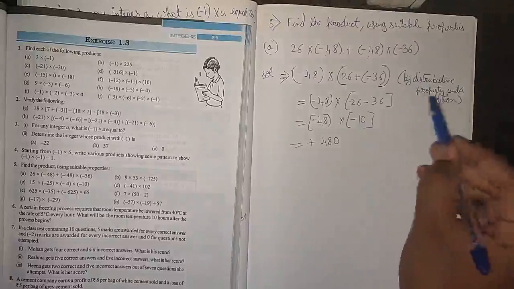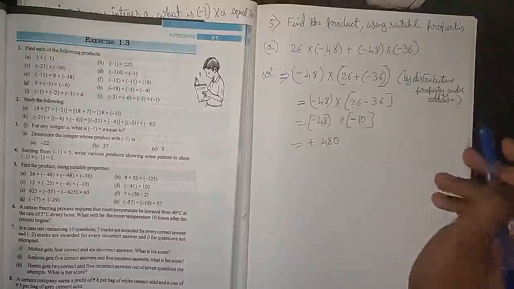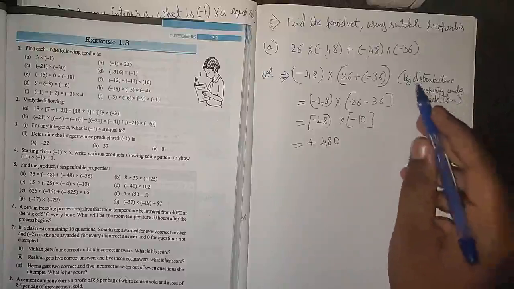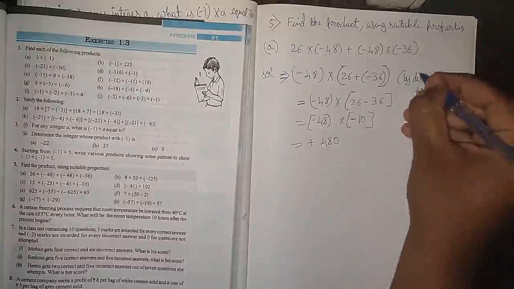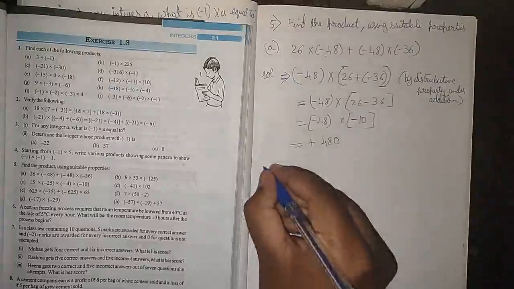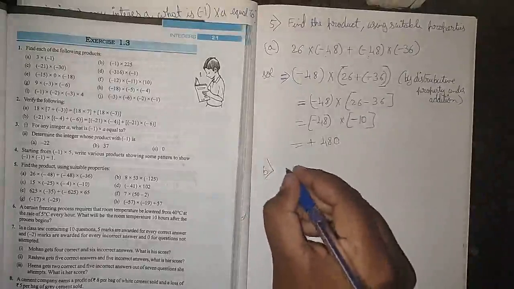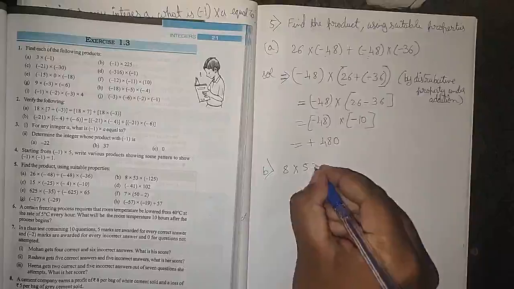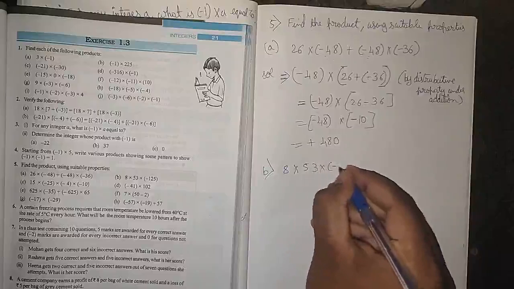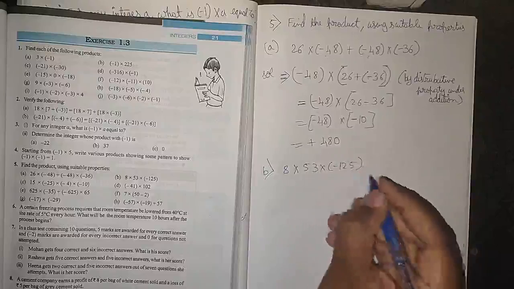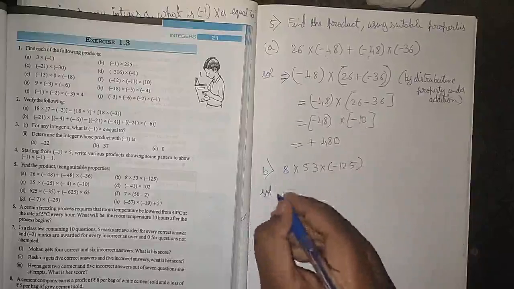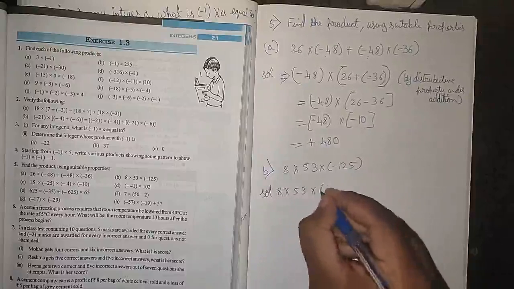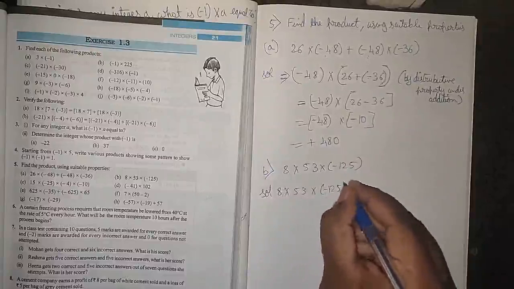So by using which property did we get this? By using distributive property we solved this question. Now coming to B question. 8 into 53 into minus 125. So solution, write it as it is, 8 into 53 into minus 125 as it is you write.